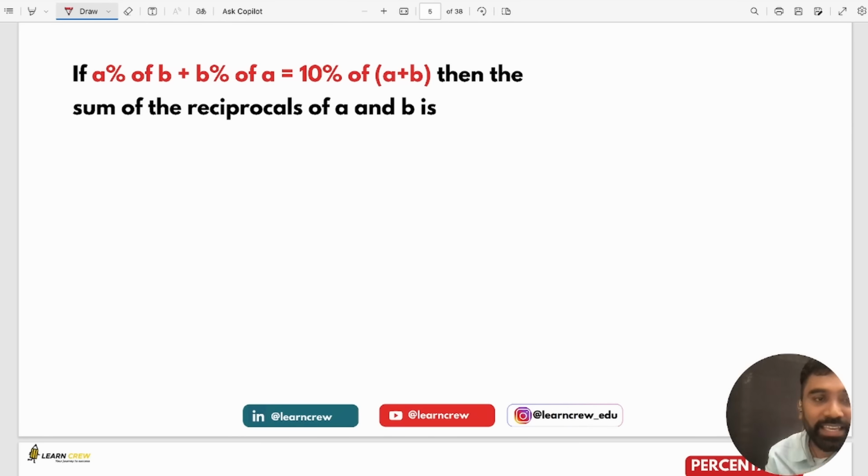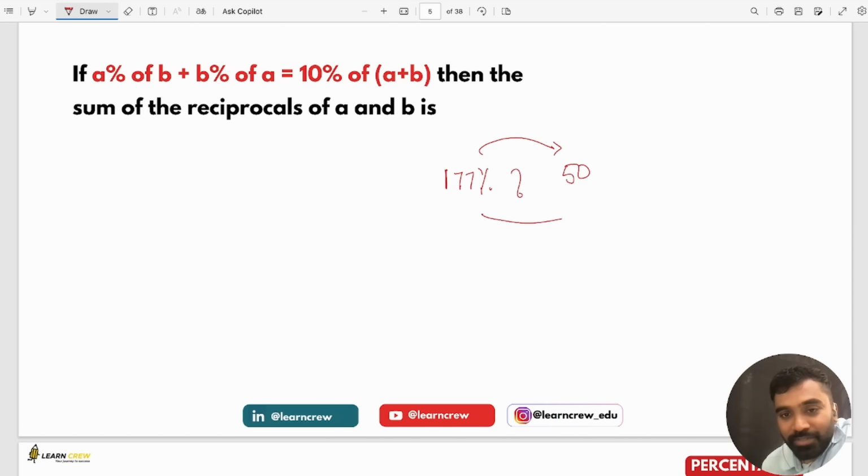Third question: A percentage of B plus B percentage of A equals 10% of A plus B. Before I do this question, a small hint, or a small disclaimer. 77% of 50, or let me make it much more complicated, 177% of 50. 77 itself is difficult, how will I find it for 177? In percentages, you have an easy rule.